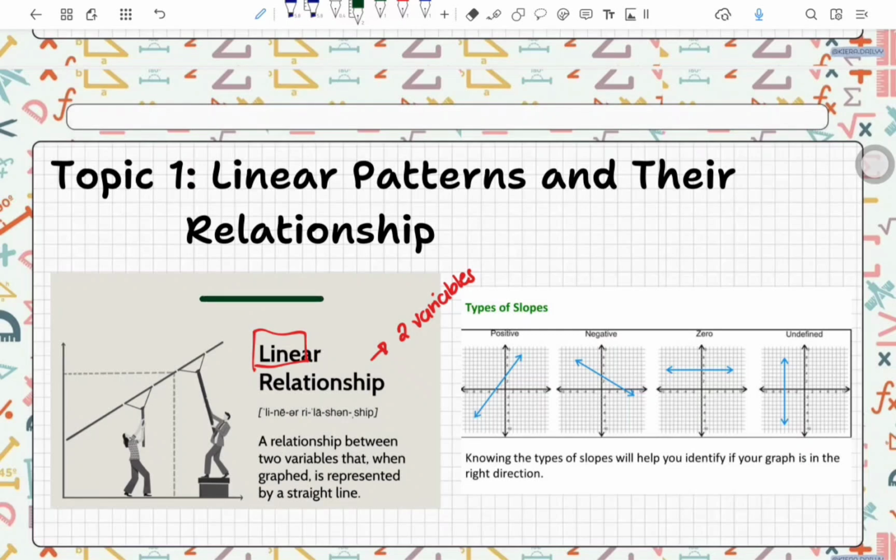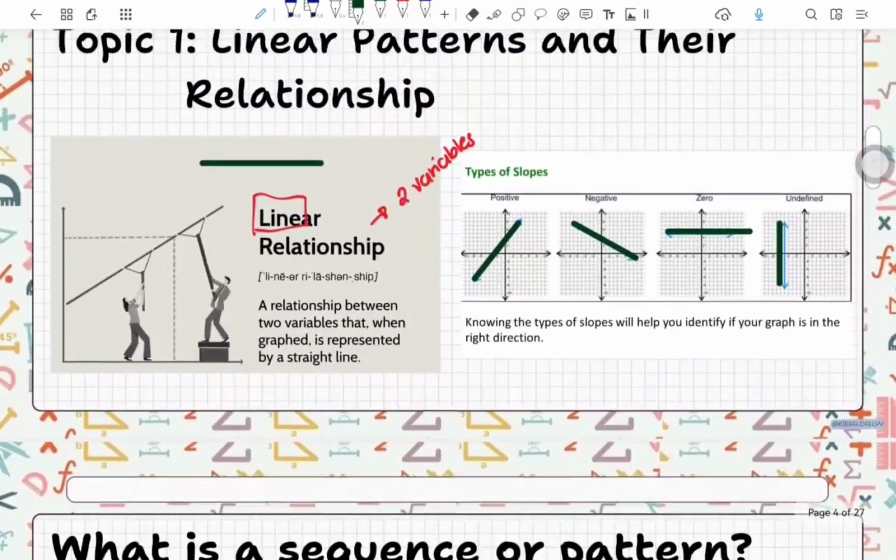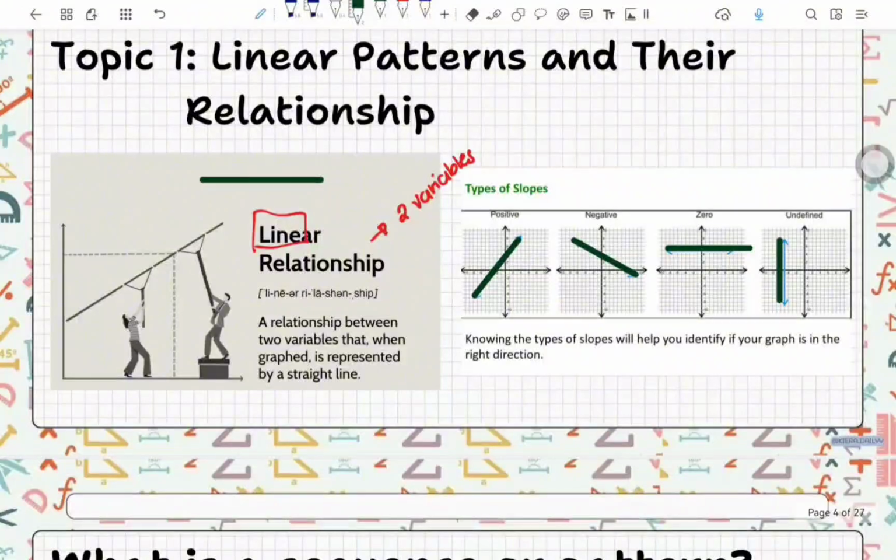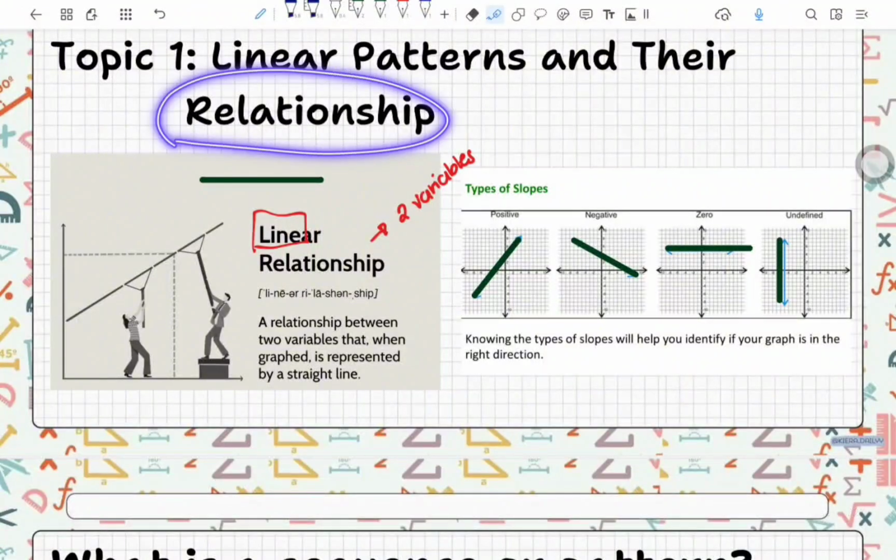So we have four types of lines that we can get if we graph a linear pattern or linear relationship. You have your diagonal going up, the positive slope. You have a negative slope, a zero slope, and an undefined slope. We are not going to tackle these types of slope in this video.